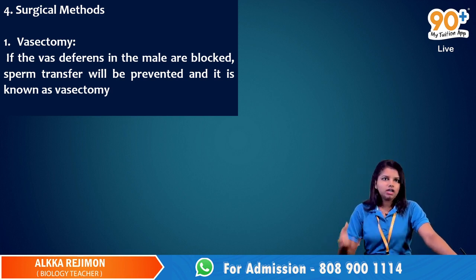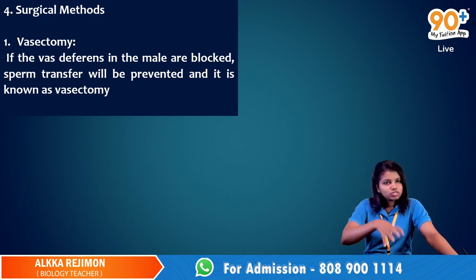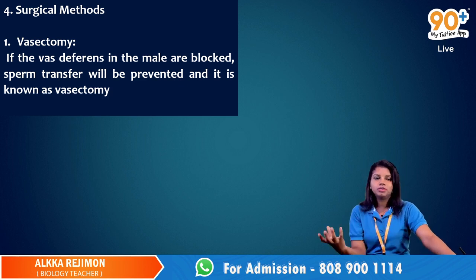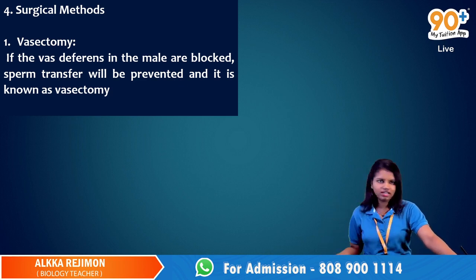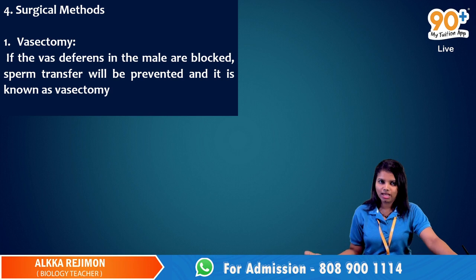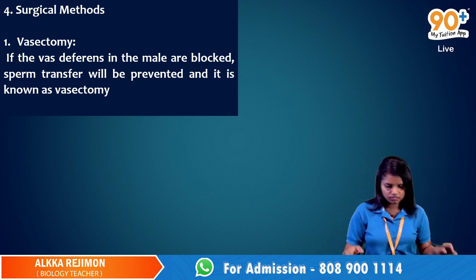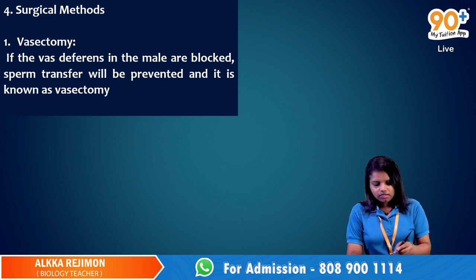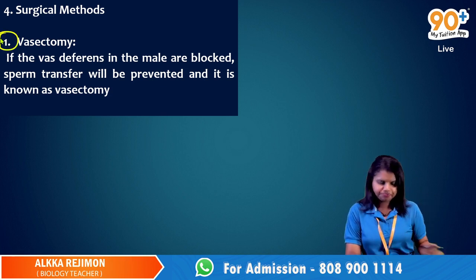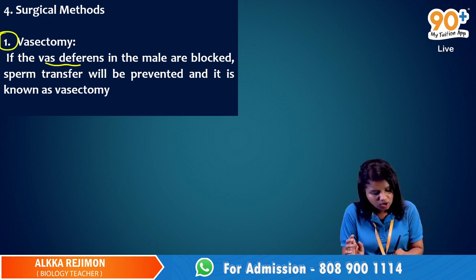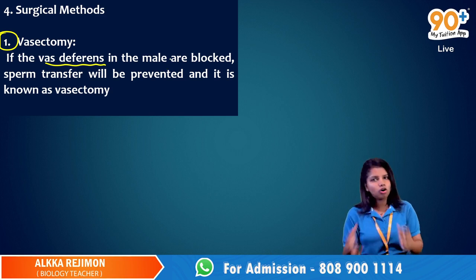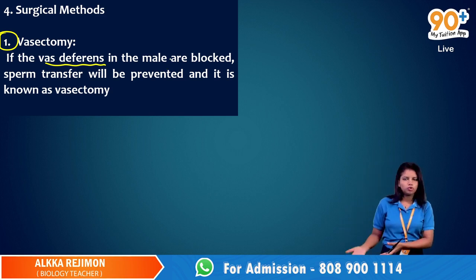It is mostly a safer method because we are not taking any chemicals inside. We are not eating any drugs. We are not changing the hormonal balance of the body. So it's considered to be one of the safest methods. The first surgical method is vasectomy, where the vas deferens in the male are blocked. So it is done in the male body.